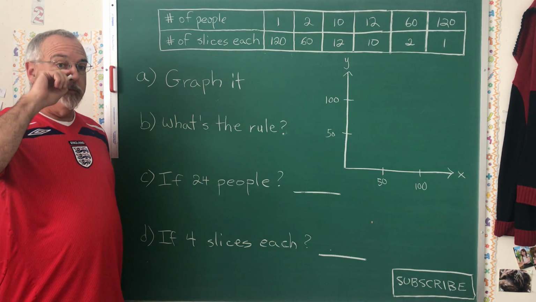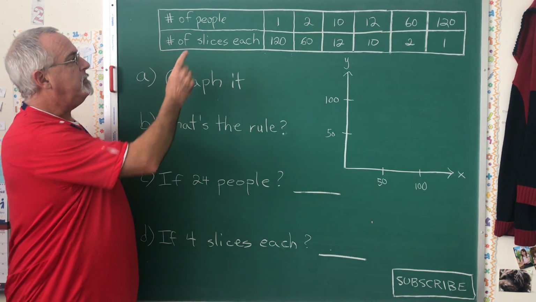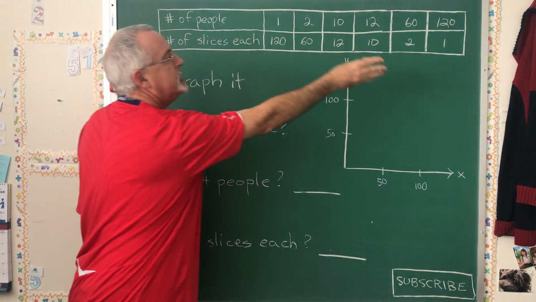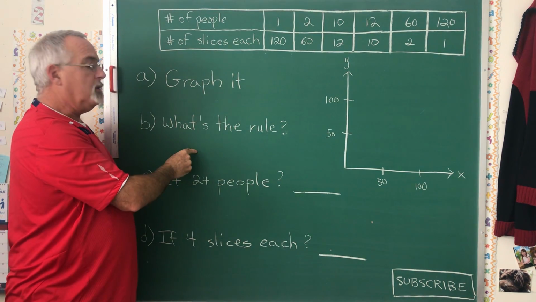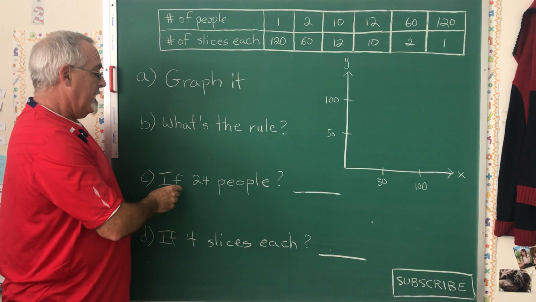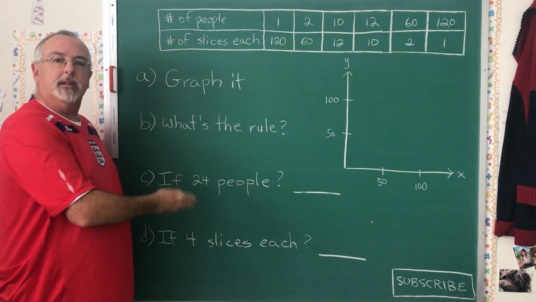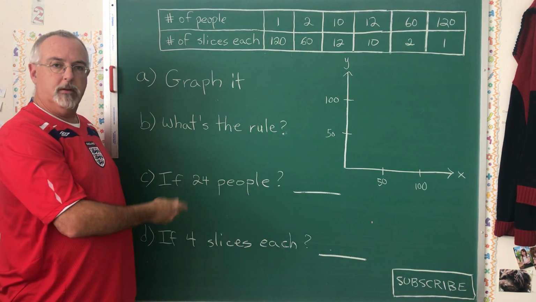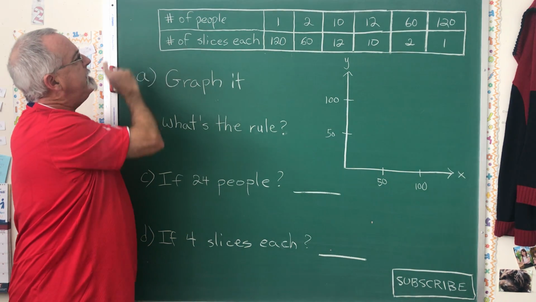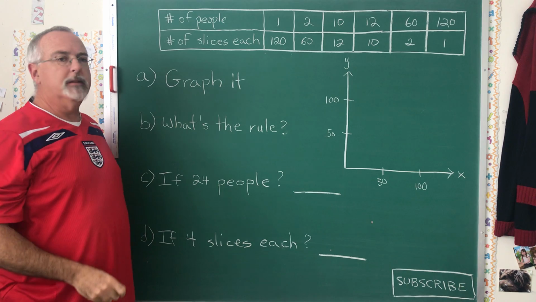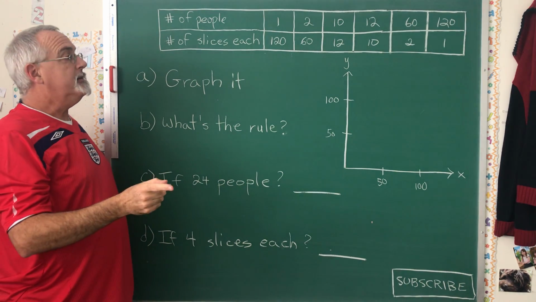In today's Daily Dose of Math, we're given a table of values with a bunch of points in it. And we're being asked to graph it, find the rule, that's the equation, and answer questions where we plug in an x value to get a y or plug in a y value to get an x. And this situation has x equal to number of people and y equal to number of slices each. This is about pizza.